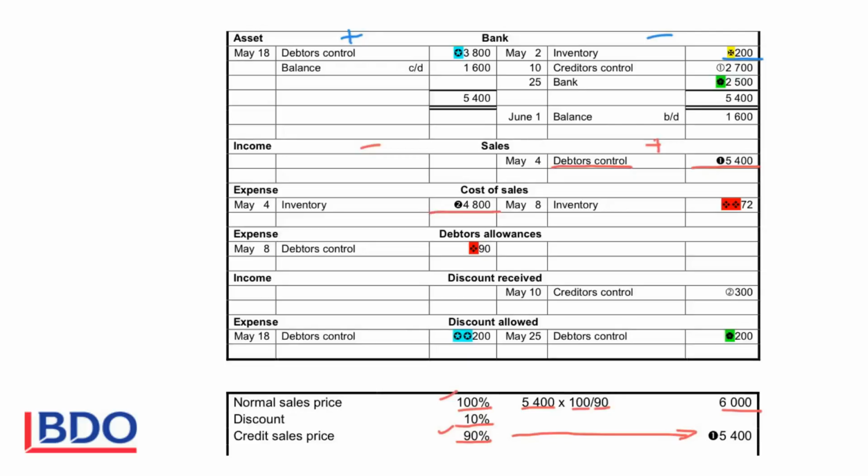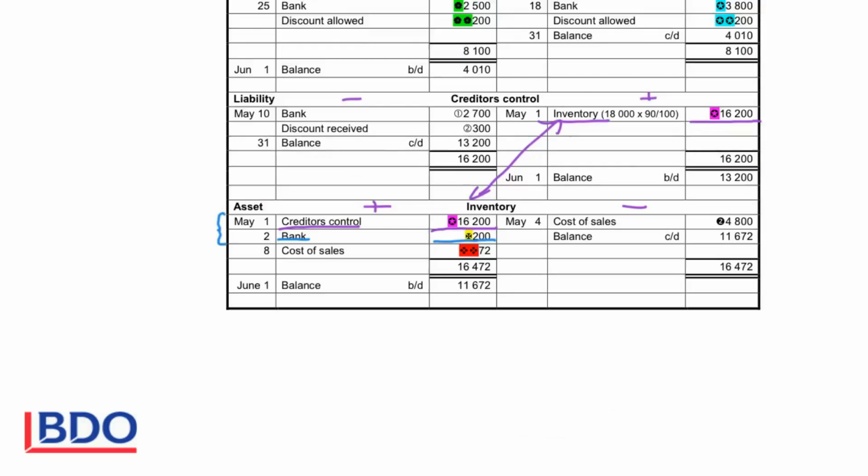So cost of sales expense increases on the debit side and decreases on the credit side. We've taken the goods out of our inventory, so we have less inventory, so the double entry will be recorded in the inventory account. And inventory will be decreased on the credit side, and we will indicate that the double entry was completed in the cost of sales account.